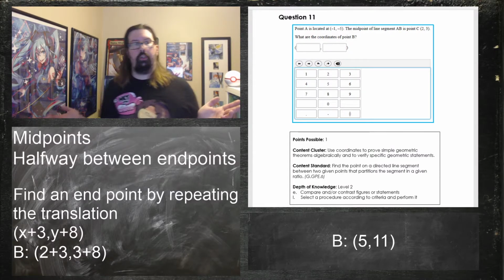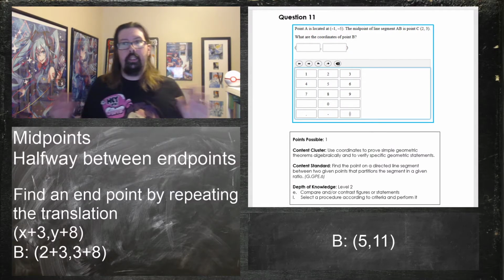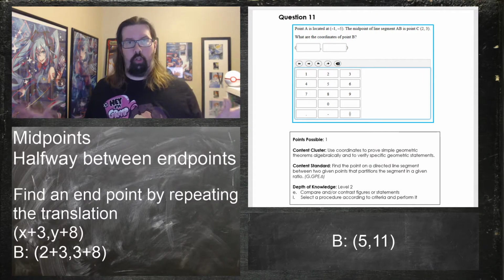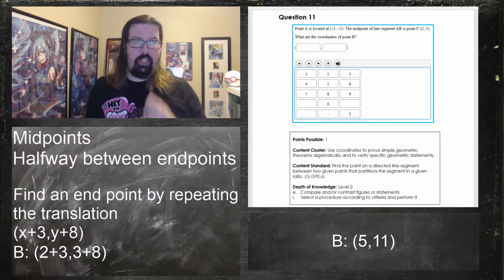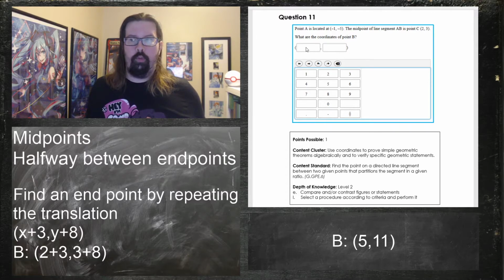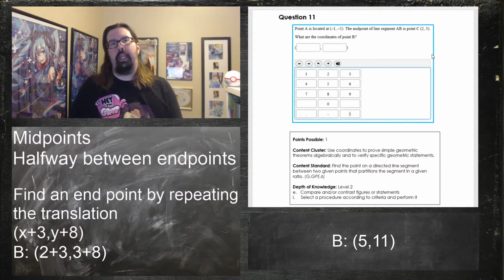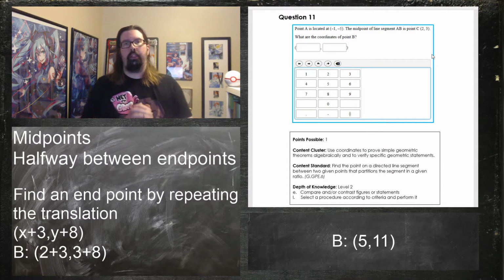So jumping back over, again, it didn't ask us to round, so we know it's going to be an exact number. We've learned that before. And we just have our two little entry boxes. So we would literally put our 5 and our 11. And that's it. This is an interesting application of the midpoint concept.